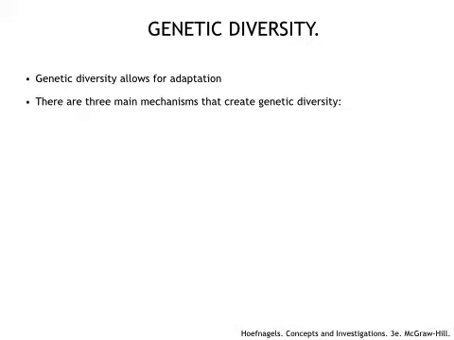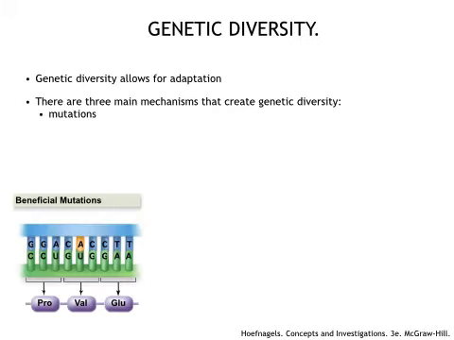There are three main mechanisms that create genetic diversity. The first one is through mutations, where a mutation in the DNA sequence of a gene will eventually result in a mutation in the amino acid sequence of a protein, and that can create different versions of genes called alleles. And this is the first and most foundational level of genetic diversity.